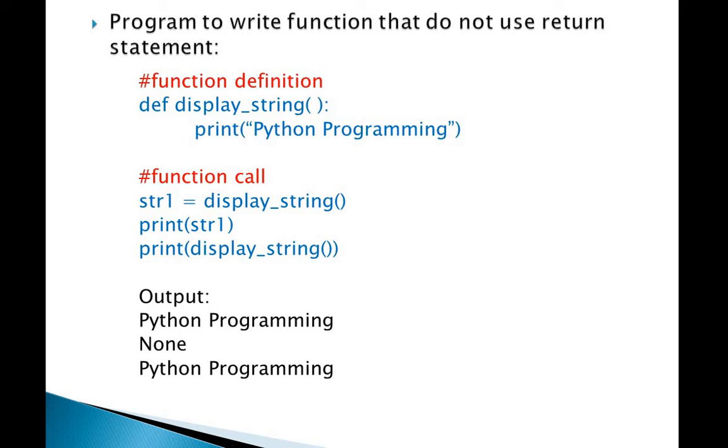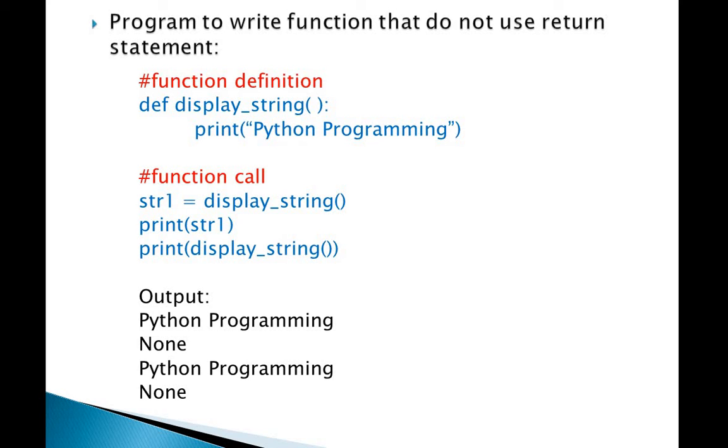Observe here, I have commented function definition string and function call string. So these are the two comments. The function definition starts here. We have the function named as display string. It is accepting no parameter. This function is performed only to display one string. Print Python programming.